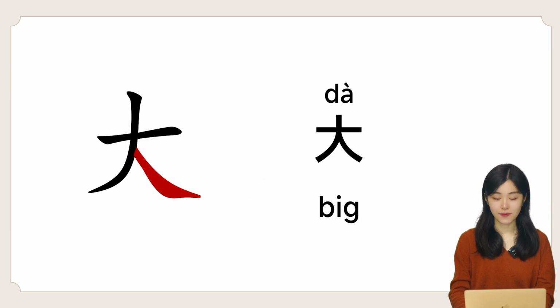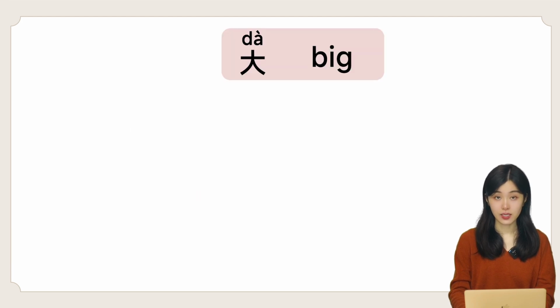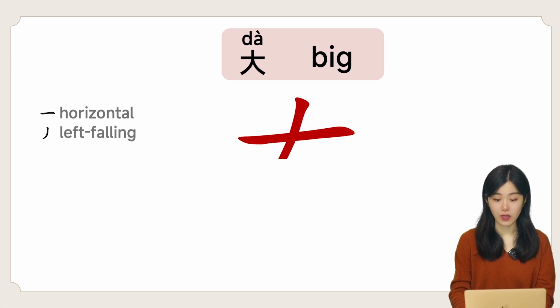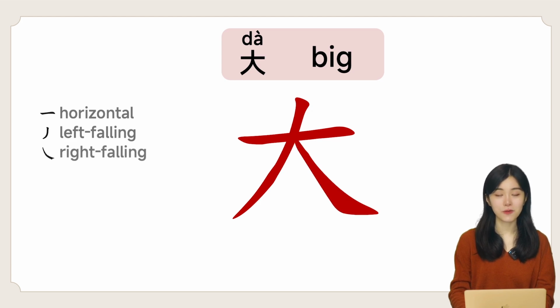大 means big. Please read it after me. 大. Great. See how to write it. First we write the horizontal stroke in the middle. Next we write the left falling on the left. Then we write the right falling. Please try to write it after me.